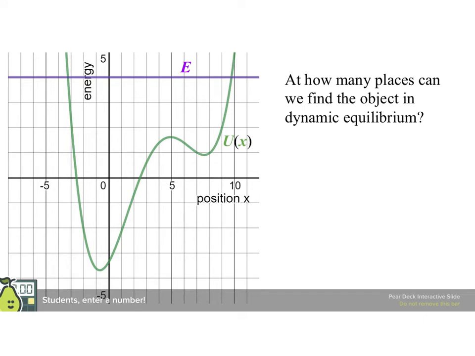So for instance, at how many places can we find the object in dynamic equilibrium? Take a few seconds, and then we'll do it together. Dynamic equilibrium means that F equals 0, but that means the slope equals 0, so we're looking for extrema. So we're looking for here, nope, that's a lie. Looking for here, or here, or here. So the answer is 3 times. There are 3 different places in dynamic equilibrium.